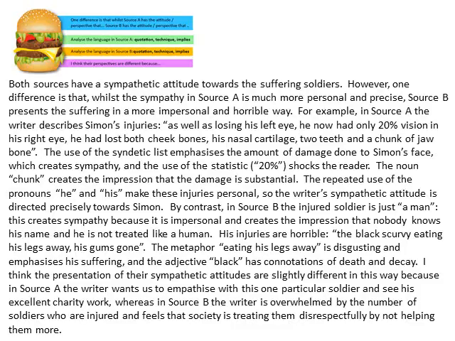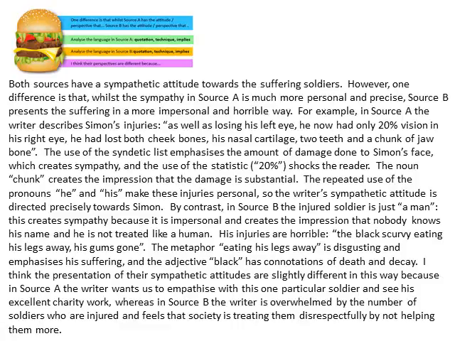So having done all of that planning, what does a successful paragraph look like? Remember the bingo card from earlier, and let's look at an example paragraph. Both sources have a sympathetic attitude towards the suffering soldiers. However, one difference is that whilst the sympathy in source A is much more personal and precise, source B presents the suffering in a more impersonal and horrible way.